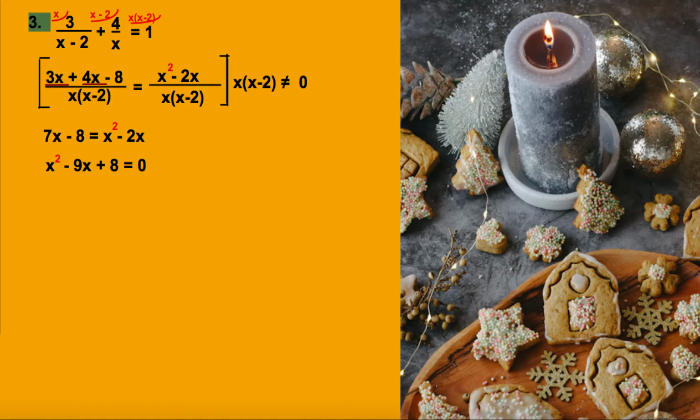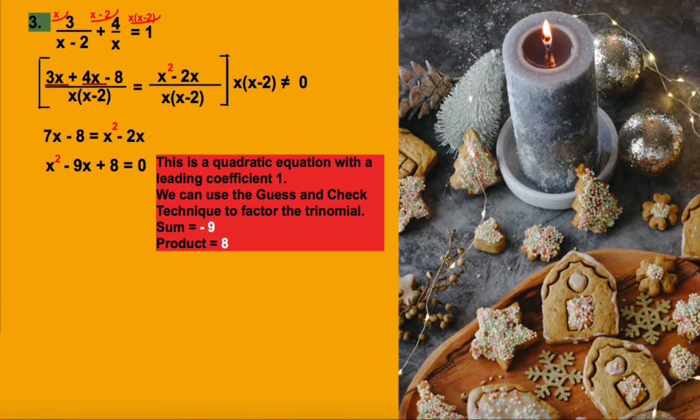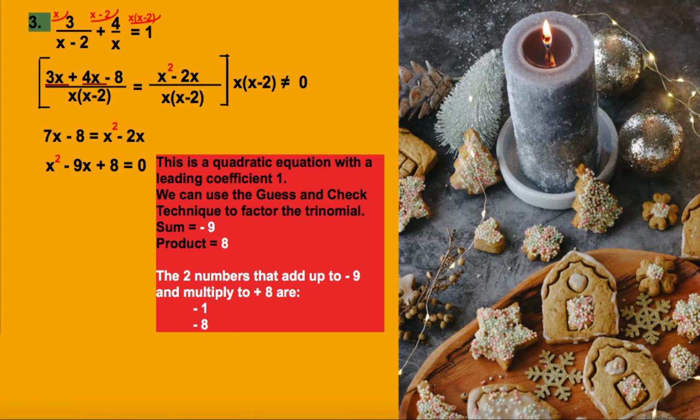x squared minus 9x plus 8 equals 0. This is a quadratic equation with a leading coefficient 1. We can use the guess and check technique to factor the trinomial. The sum is equal to negative 9, and the product is equal to positive 8. The two numbers that add up to negative 9 and multiply to positive 8 are negative 1 and negative 8.